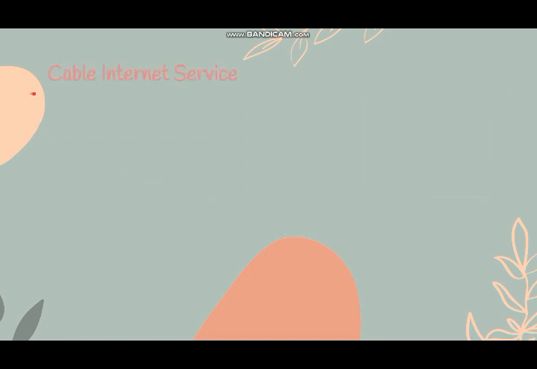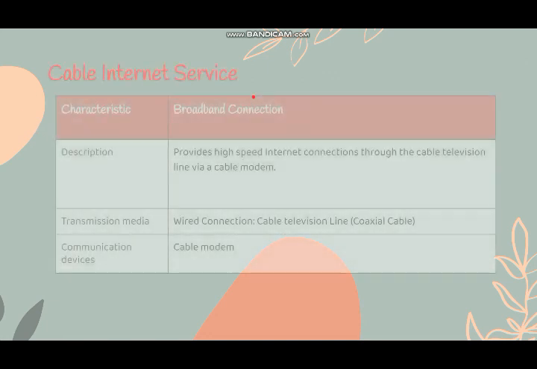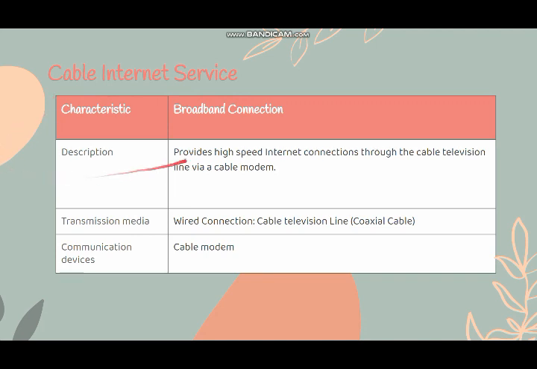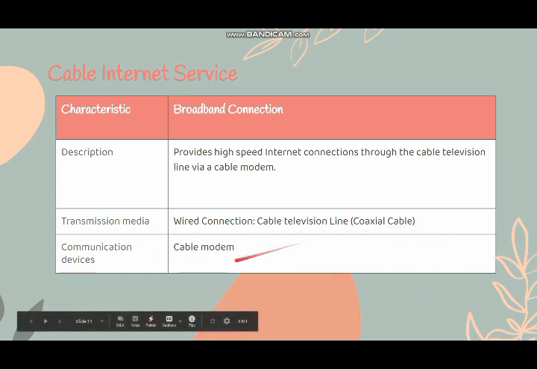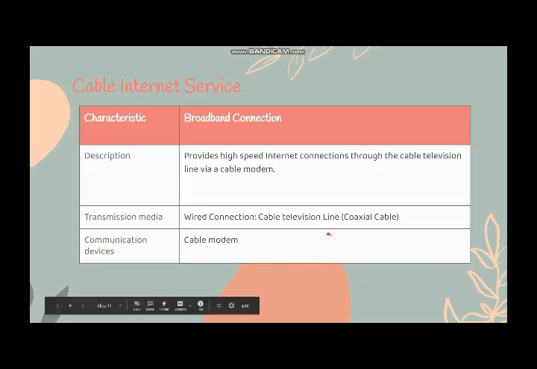Okay, let's now move on to the second type of broadband internet connection, which is cable internet service. So for the cable internet service, it provides a high-speed internet connection through the cable television via a cable modem. So the transmission media involved is cable television line, which is a coaxial cable, and the communication device is a cable modem. Let's call Abu for help again. Abu, explain to us about cable internet service, please.